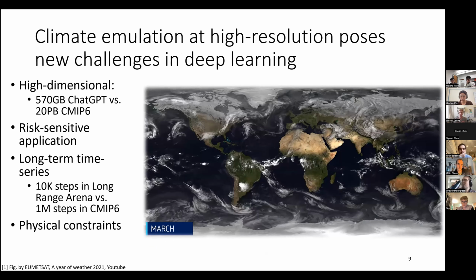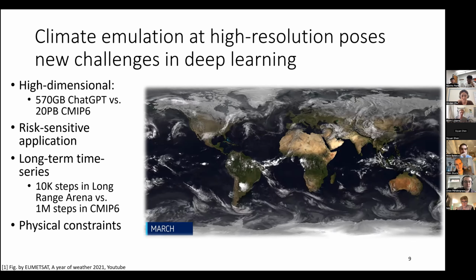It's a risk-sensitive application. When ChatGPT predicts a text that's slightly wrong, usually that's okay. If we do climate predictions that are overconfident, show too much temperature increase, then I think people would question the climate science and lose trust.